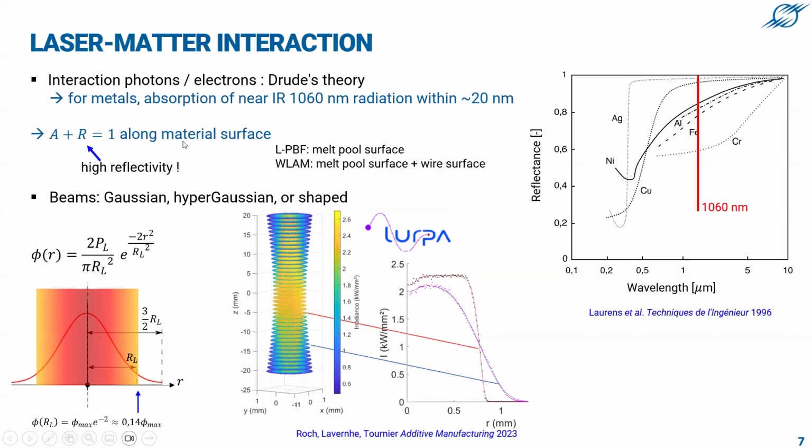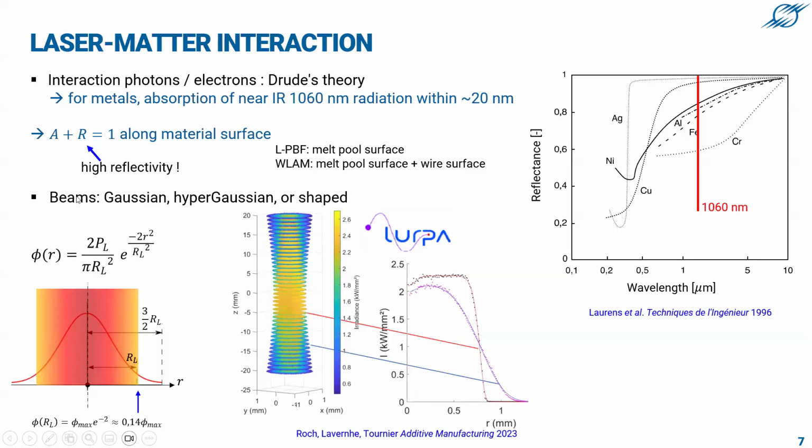And what characterizes metals against infrared radiation is really a high reflectivity. This is a chart of the reflectivity, the reflectance of different metals considering the wavelength. And for this classical 1060 nanometer radiation, you can see that the reflectance is in the range for iron of 0.7, 0.8, so very high. So only a small part of the laser radiation will be absorbed by the material.